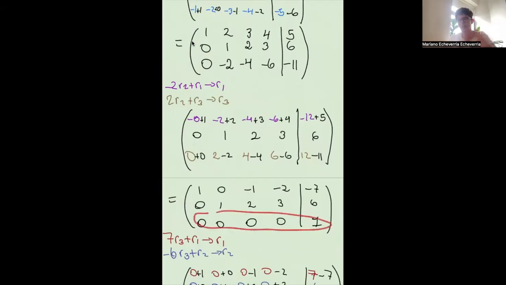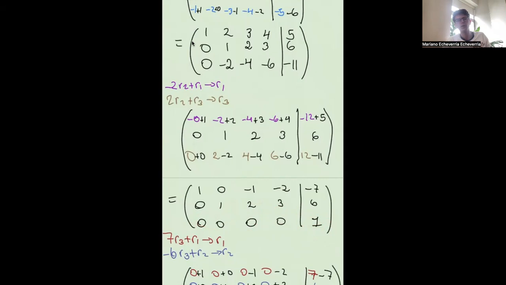Once you get to something like this, you're done. You can immediately say already here that the system is inconsistent. You don't need to actually keep reducing it, because you get 0, 0, 0, 0 equals 1. So this equation already is saying that 0 equals 1. In fact, you could have stopped here if you wanted to.